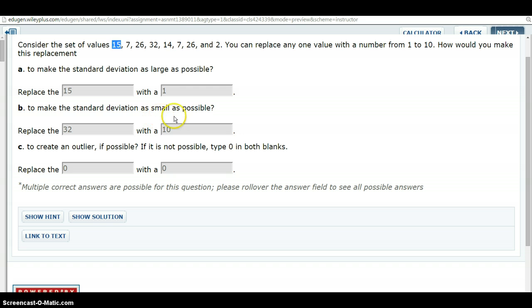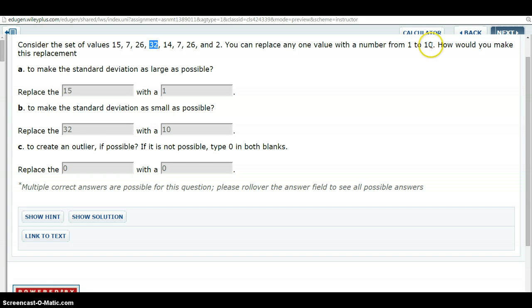Now if I want to make it as small as possible, it's the exact opposite. I want to take one of these two, either the 32 or the 2, that's making it large. I want to get rid of that and replace it with something that'll make it smaller, hopefully. So I had 16 point something, so this would be 14 point something away, this would be 15 point something away. So this one's going to be a little further away, not by much, but a little further away from my mean. So I want to get rid of it because it's increasing that standard deviation.